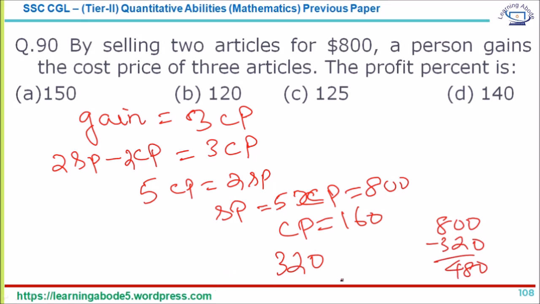So 480 by 320, it is 1.5 times, that is 150 percentage. No, I'm sorry, it's 150 percentage. Yeah, it's 150 because this 480 is itself profit. So profit by cost price, 480 itself is profit. Profit by cost price is 150. That's answer option A.